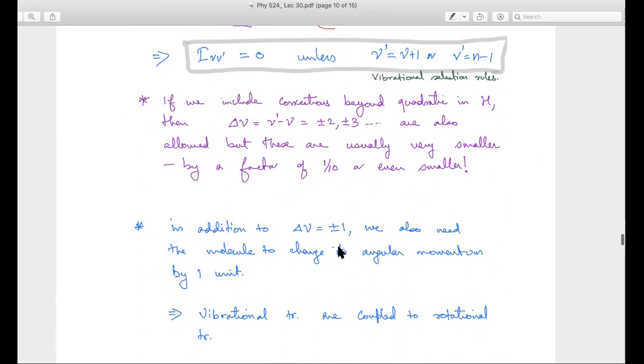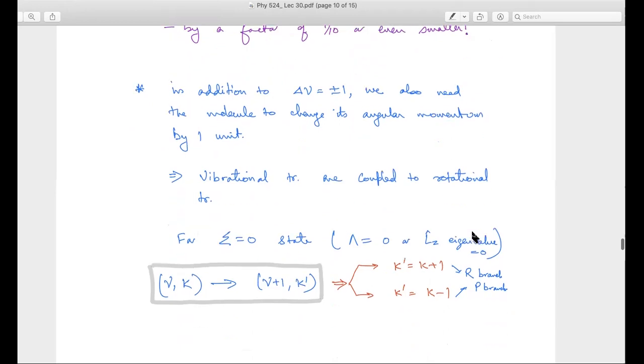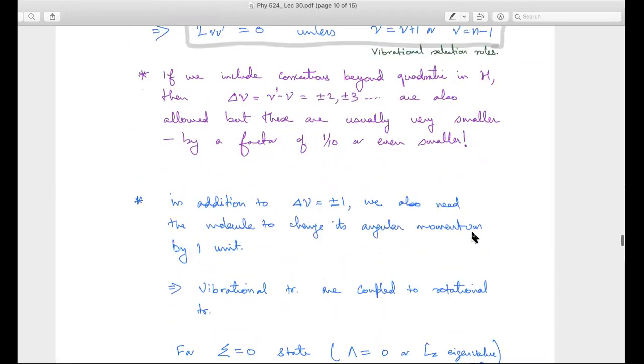Then, if delta nu is plus or minus 1, it has to change its angular momentum by 1 unit. That is number 2, which I already argued. And that is why these vibrational transitions are always coupled to rotational transitions. So you will never get a pure vibrational spectrum. You will always get a vibrational-rotational spectrum.